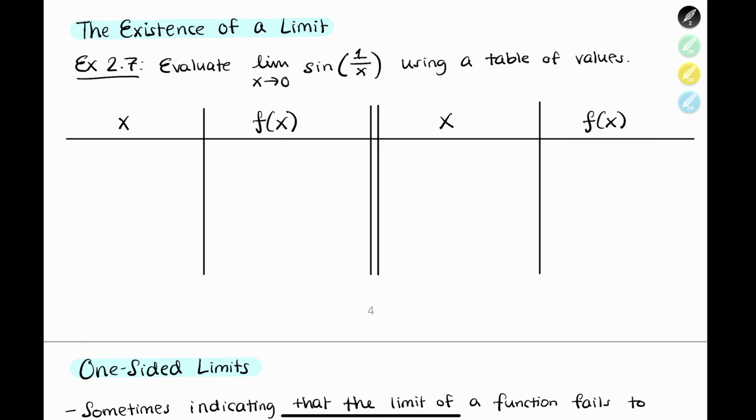So now let's look at example 2.7, and it says to evaluate the limit of sine of 1 over x as x approaches 0 using a table of values. Like I did in part 1, the best way to approach this problem first is to graph sine of 1 over x, and we could do that using a graphing calculator. For me, I'm going to be using Desmos.